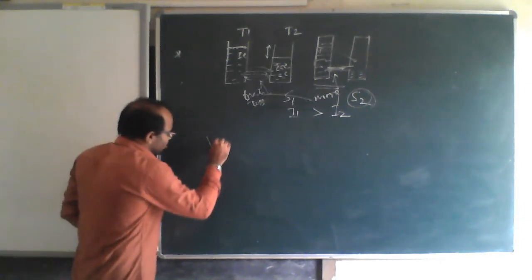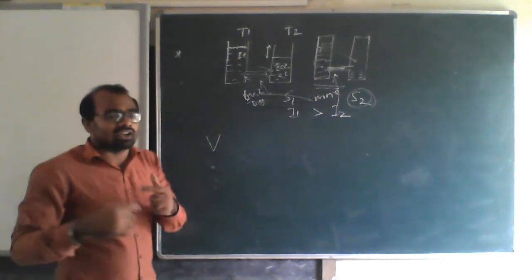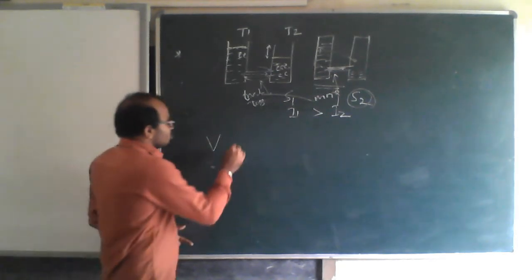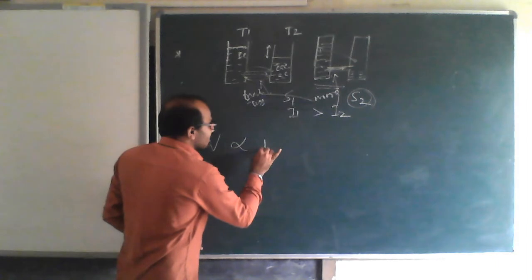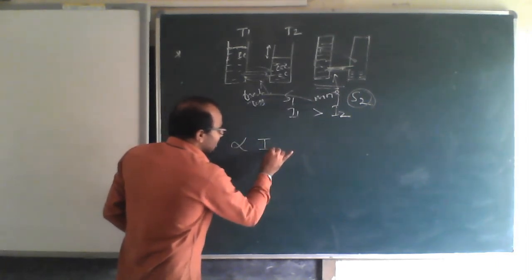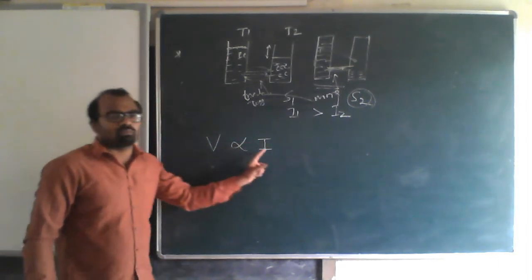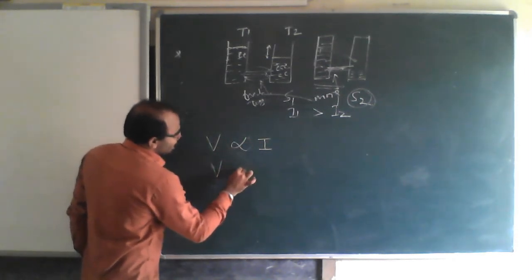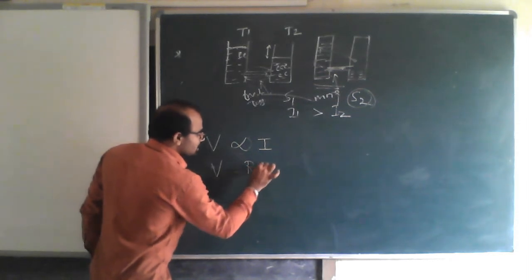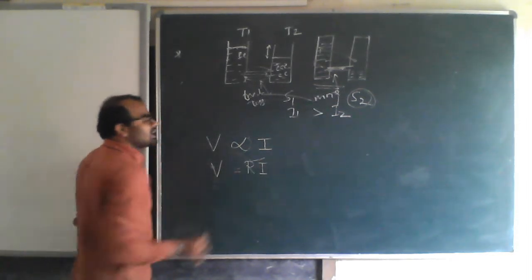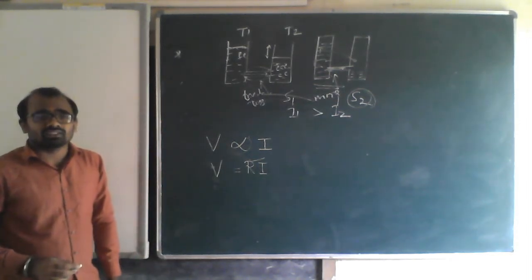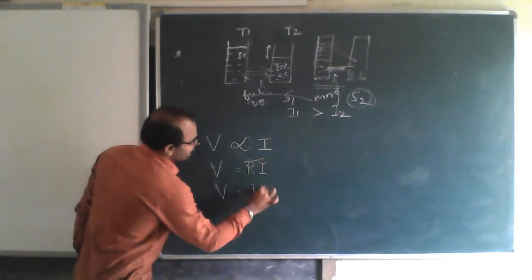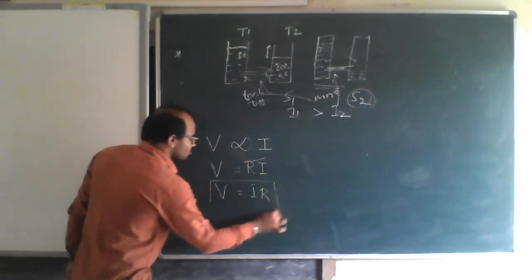That means if the potential difference is more, current is more. If the potential difference is less, current is less. So potential difference is directly proportional to current. That is V is directly proportional to I. So this proportional symbol is removed by taking one constant: V equal to RI. This R is called the resistance of a conductor. So V equal to IR. This is called Ohm's law.